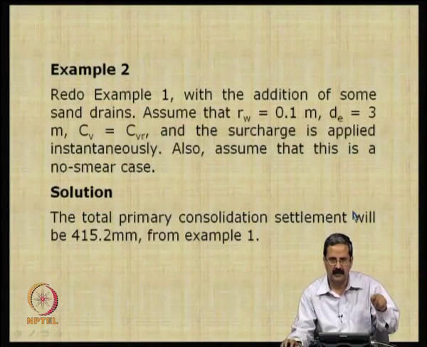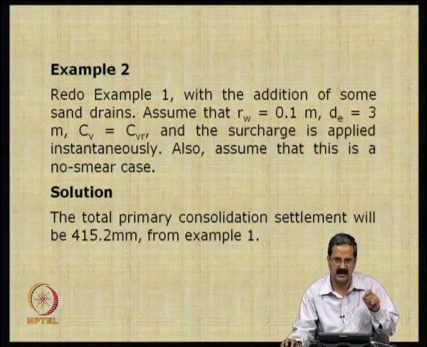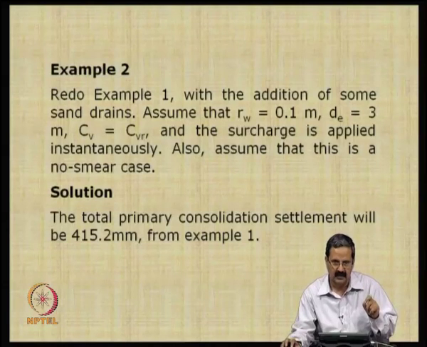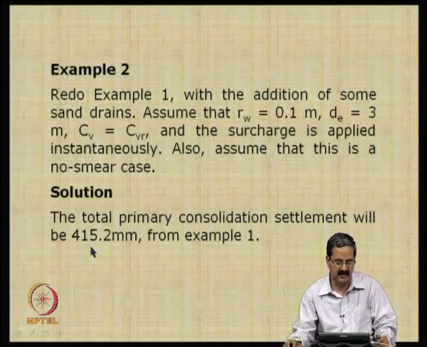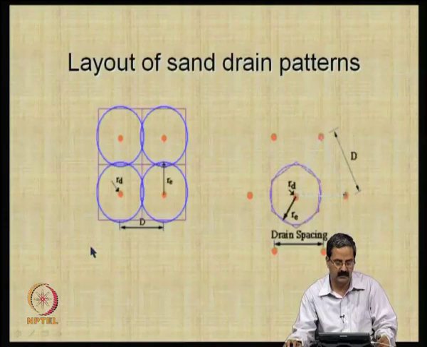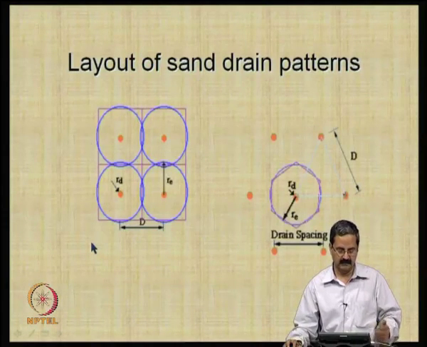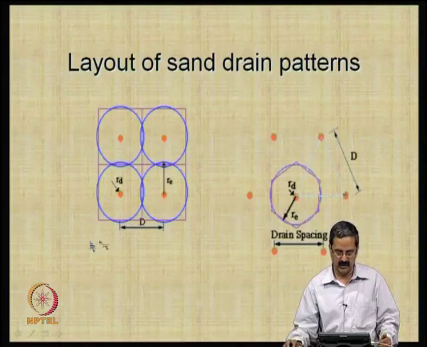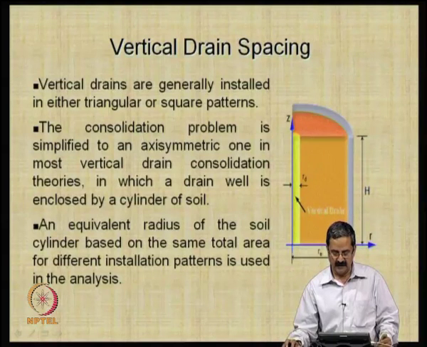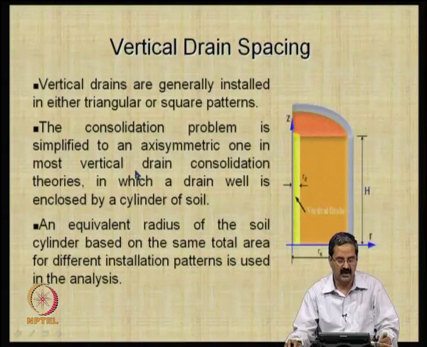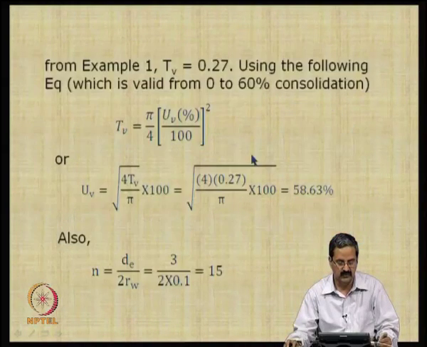In fact, the PVDs have the advantage that there is very little smear compared to sand drains. So, we saw that in the same example, the settlement was about 415 mm, and this is a typical pattern that we have seen in the video also. It could be triangular, it could be square, and as I just mentioned, there is some radius over which it can be very effective as a drain, and it is an axisymmetric problem.